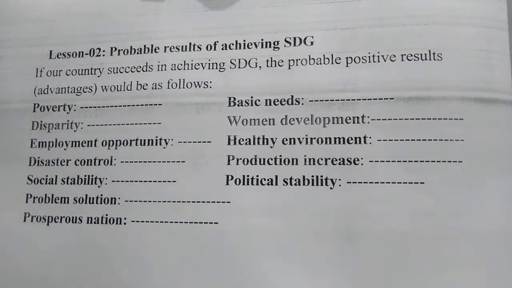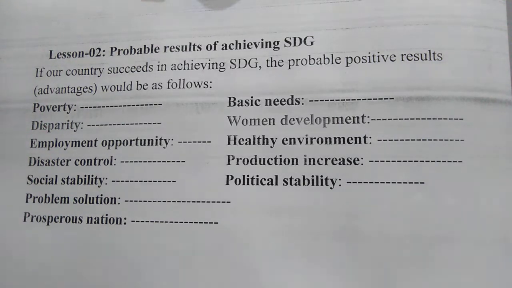Now listen to the probable results of achieving SDG. When we achieve SDG, the following results we will get. If our country succeeds in achieving SDG, the probable positive results or advantages would be as follows. Point 1. Poverty. Poverty line will be brought to almost zero if we succeed in achieving SDG. Basic needs. The basic needs like food, clothes, shelter, health, education, and entertainment will be met if we fulfill SDG. Next point, disparity. All kinds of disparity will reduce. Disparity between male and female will disappear. Income disparity will come down if we succeed in achieving SDG.